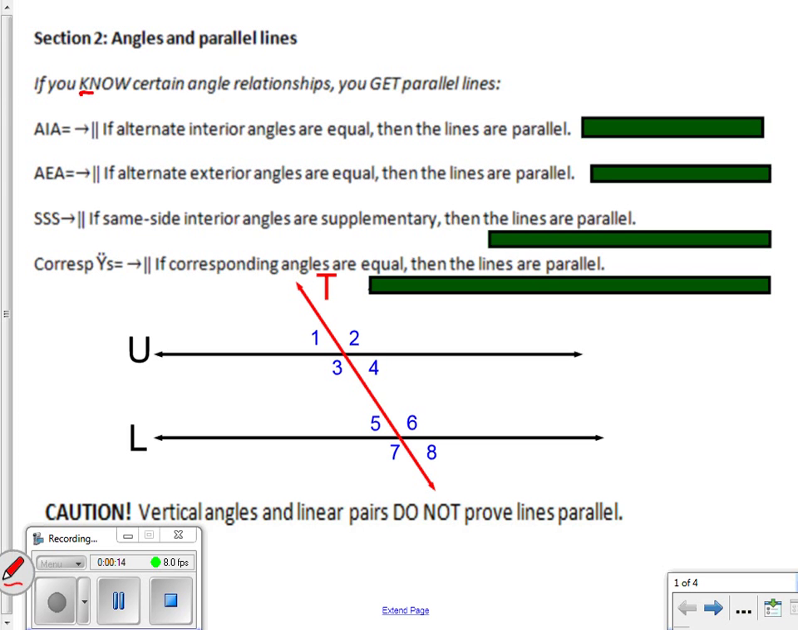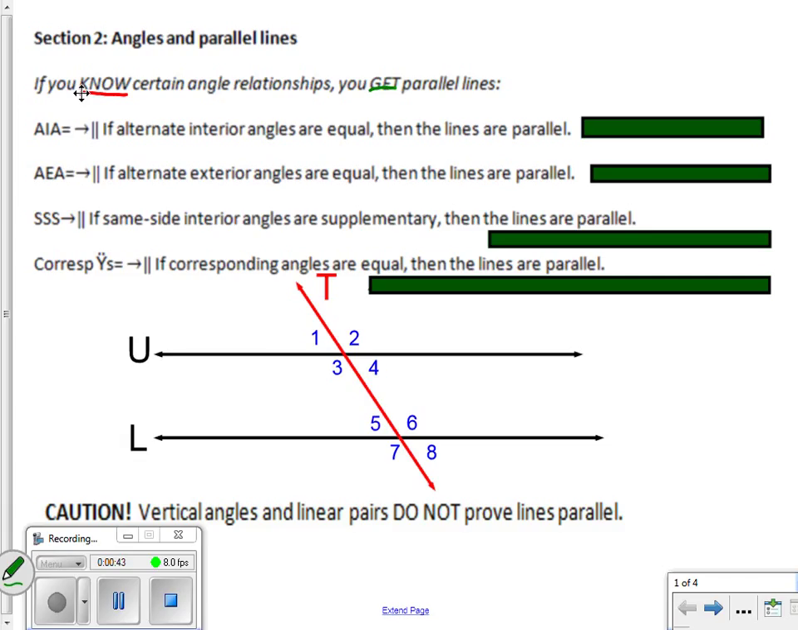If somebody gave you or told you that this angle equals this angle, or this angle equals 30 degrees and that equals 30 degrees, so if you know certain angle relationships, you get parallel lines. When I say get, that means it's implied. You've proven that those lines are parallel based on these angle relationships. And here are the ones that work. There's only 4 of them.